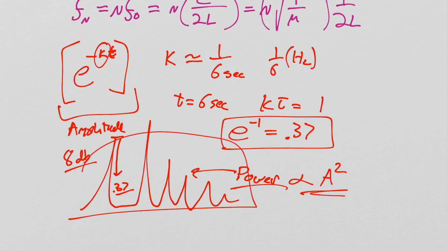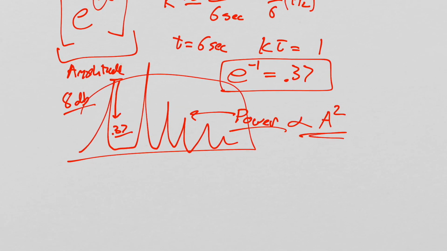The point being, though, that 1/6 of a second is actually relatively large, because what we also figured out was that the frequency of the damped spectrum is equal to the frequency of the undamped spectrum times a certain factor.